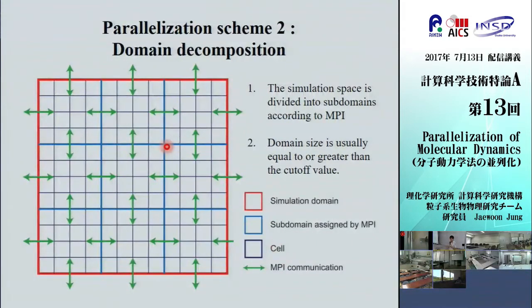And each processor just calculates energy and forces inside each domain. And if necessary, they sometimes calculate interactions between different domains. But we do not consider interactions between this domain and non-neighboring domains, the next neighboring domains. We do not consider interaction between these two domains. We only consider interaction between neighboring domains.